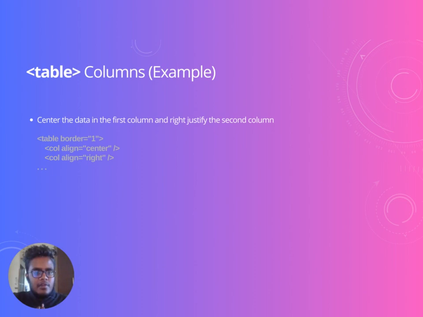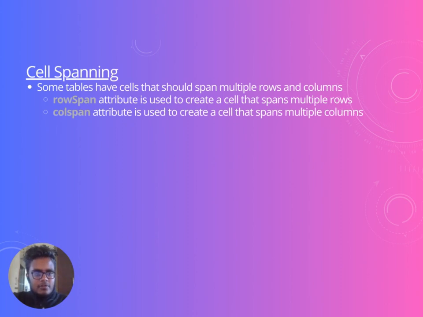Table columns example. Center the data in the first column and right justify the second column. As we can see in the programming example, table border 1, then column aligned to center and column aligned to right. Next topic is cell spanning.